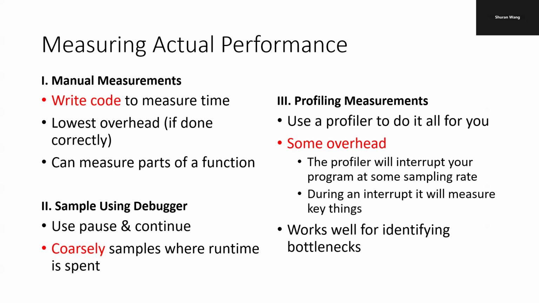So our third option is to use a profiler to measure everything for you. What the profiler does is it will interrupt your program at some sampling rate that's clearly faster than human sampling rate, and it will measure key things during the interrupt. This creates some overhead because it will do a lot of sampling. It will slow down your program. It will generate huge files to visualize. But this works very well for identifying bottlenecks. So we really want you to know.